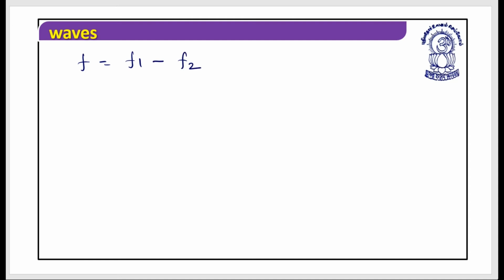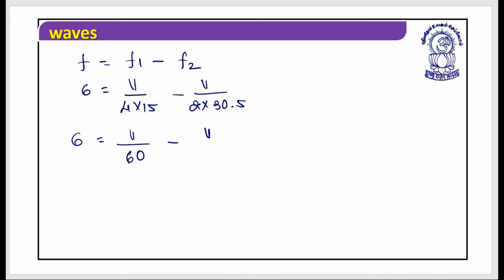The number of beats was 6, and that is equal to v divided by closed column length, which is 4 into 15, minus v divided by 2 into open column length, which is 30.5. So 6 is equal to v by 60 minus v divided by 2 into 30.5, which is 61. So 6 is equal to v into bracket 61 minus 60, divided by 60 into 61.